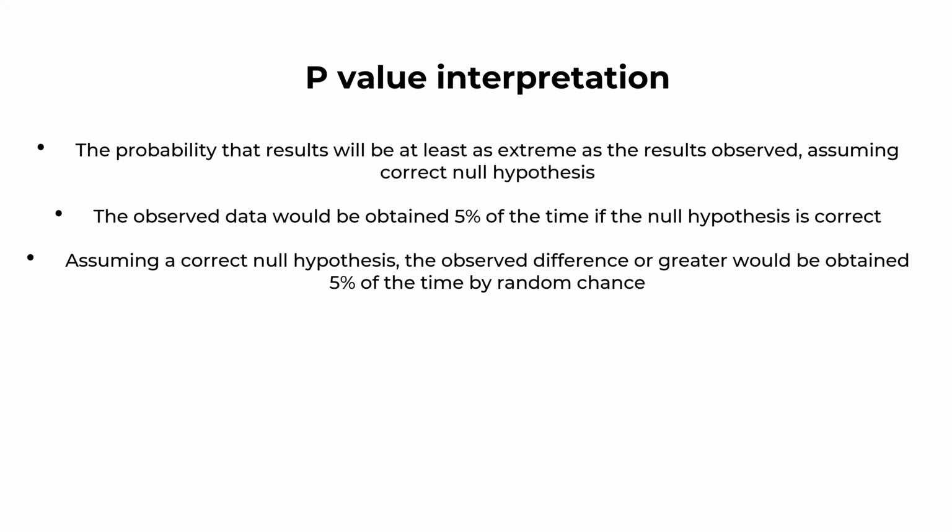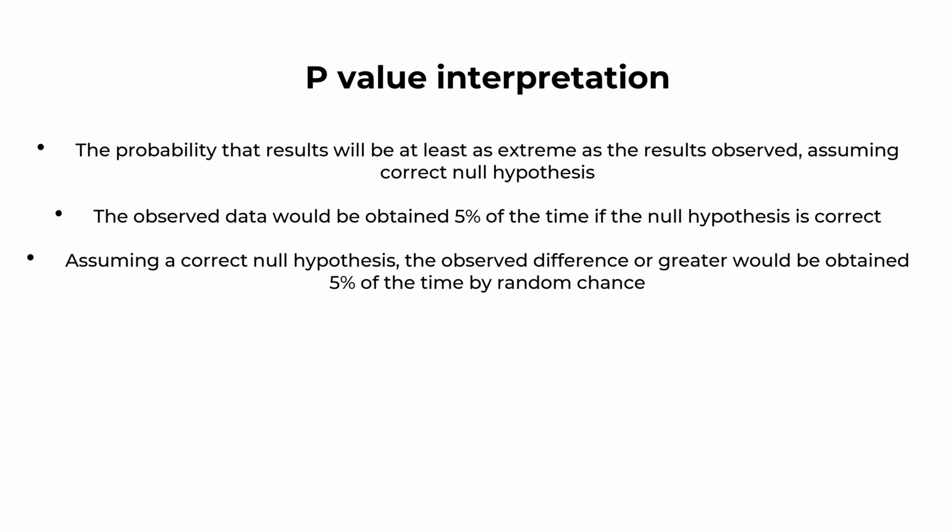That's a simpler way of understanding it, but you may not always see it presented in one way or the other. So basically you're saying that if the null hypothesis is true, meaning that there is no difference between the medications, because that's usually what the null hypothesis is, then the data being significant would be obtained about 5% of the time due to random chance. So very unlikely. And then C, another way of saying the same thing, assuming a correct null hypothesis, the observed difference or greater would be obtained 5% of the time by random chance.